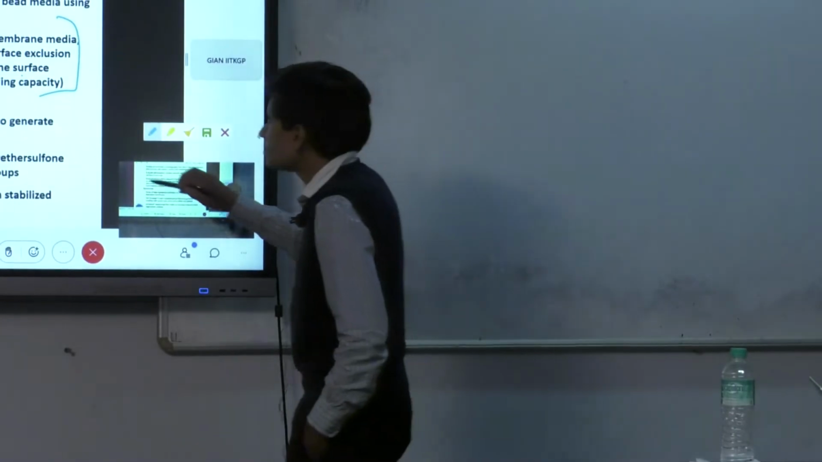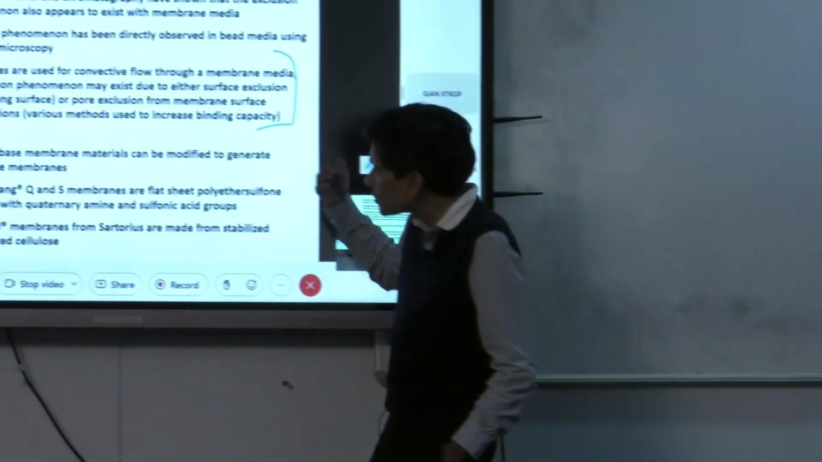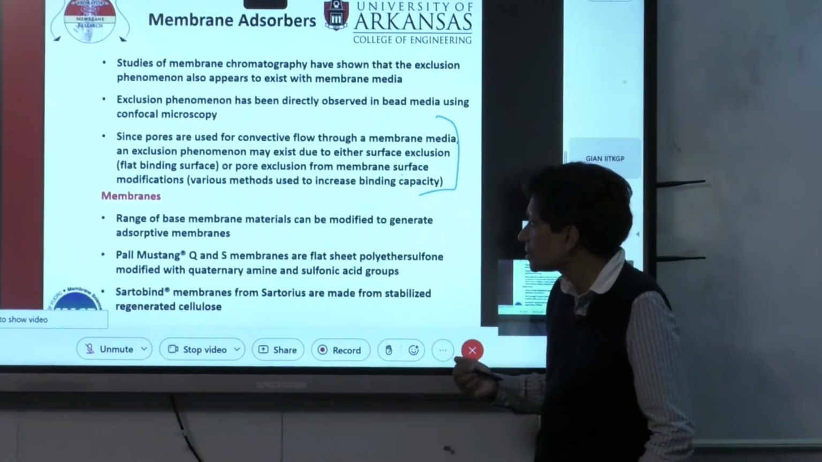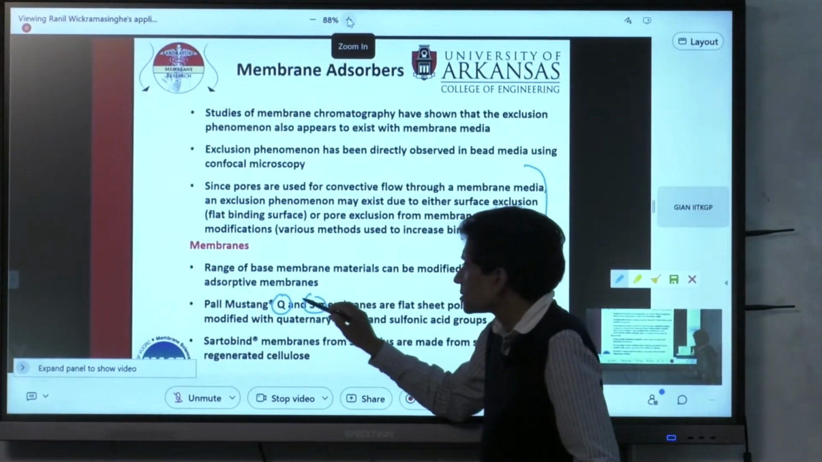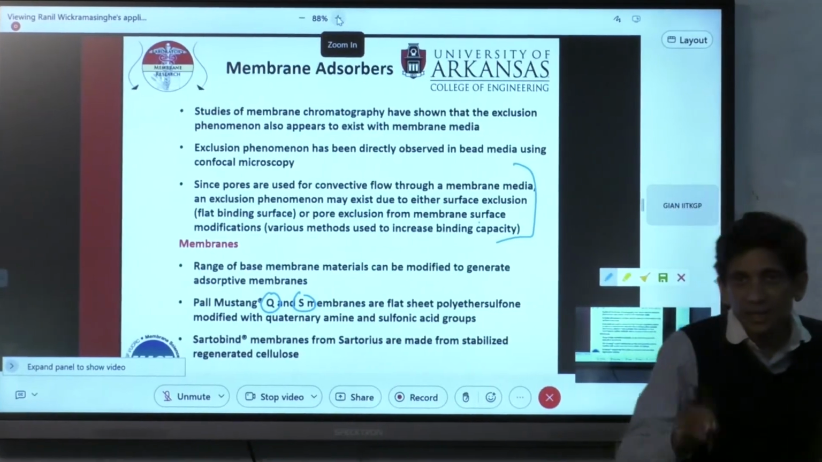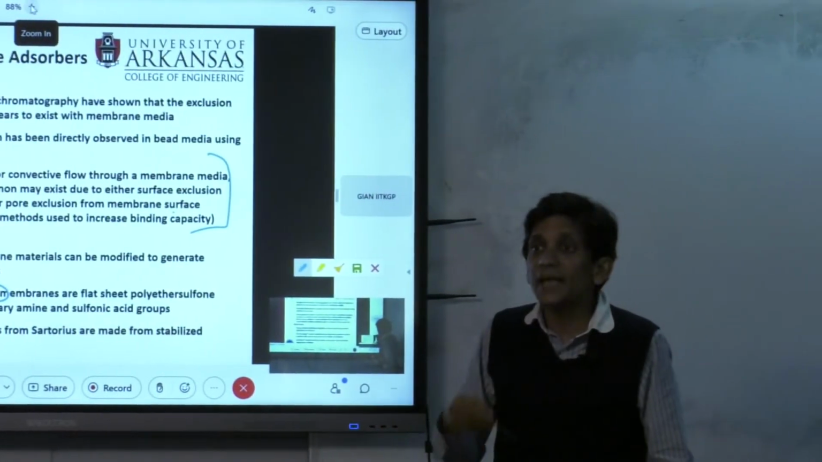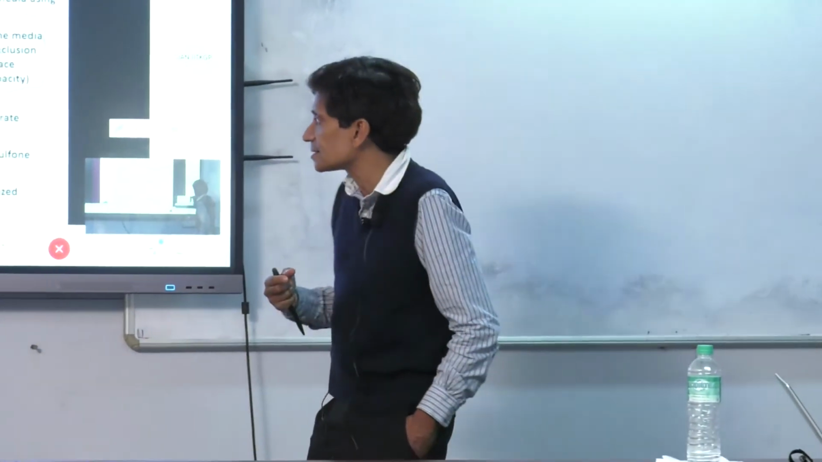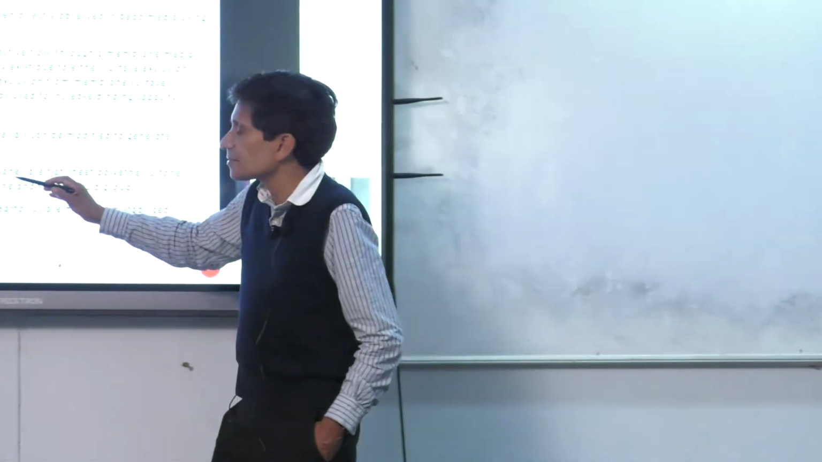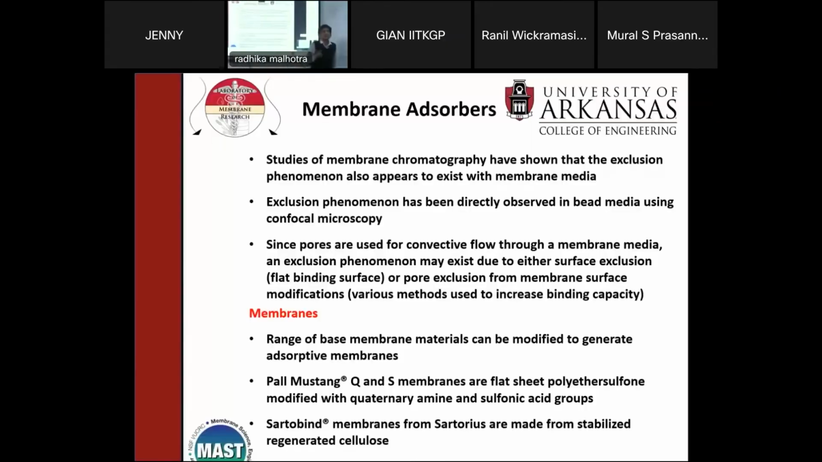A range of membrane-based materials have been used. They have to be modified by surface modification. So Pall Corporation makes so-called Mustang Q and S. So just remember, Q means quaternary amine, okay? So it's an anion exchange membrane. It's got a positively charged group there. So it's exchanging anions. And S means sulfonic acid groups, okay? So it's a cation exchange membrane, okay?